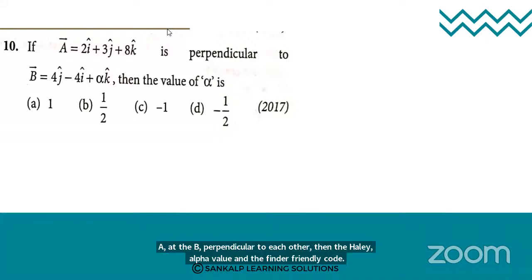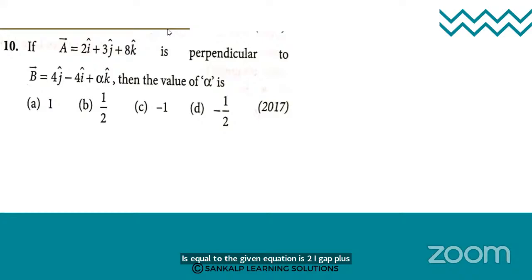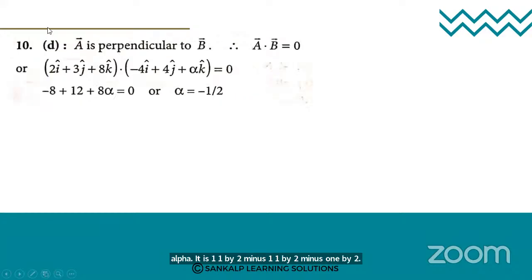They have given A and B perpendicular to each other and asked us to find out the value of alpha. A is equal to 2i cap plus 3j cap plus 8k cap, which is perpendicular to 4j cap minus 4i cap plus alpha k cap. So when they are perpendicular, find out the value of alpha. When they say it is perpendicular to each other, for the two vectors given, you can take the dot product of both.